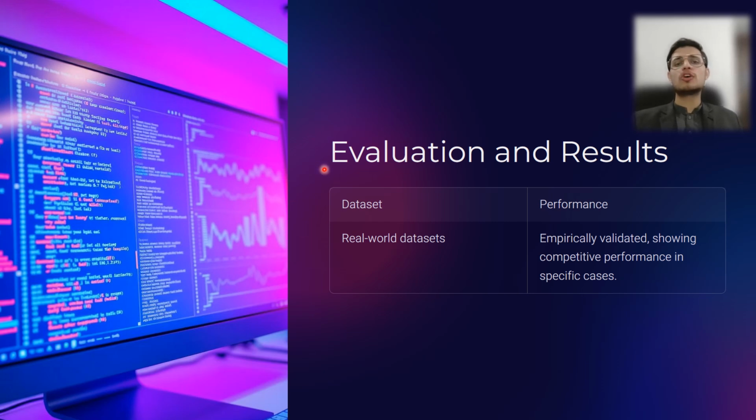So let me tell you about the evaluation of this algorithm. The input it uses is a real-time dataset. Like, a live football match is happening and it gets the data from the live match, then analyzes it according to the algorithm, performs the computations and gives the results. And in specific cases, it performs quite well, better than other algorithms.